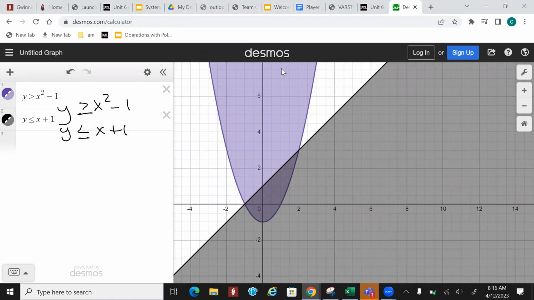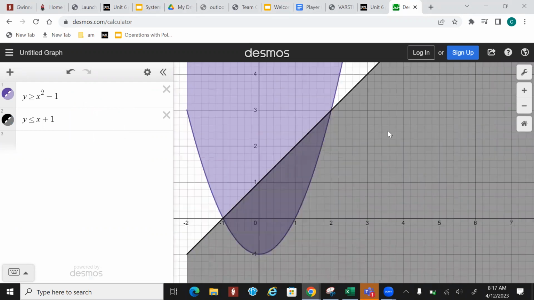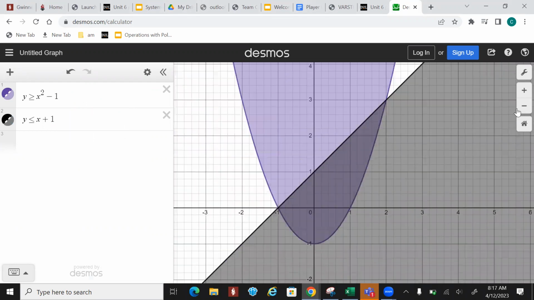Okay, what are two possible solutions for this? Remember, it only can be in the dark shaded region where both colors overlap. Two possible ones. So 0, 1 does work. And then 1, 1 would work. 1, 2 would work.